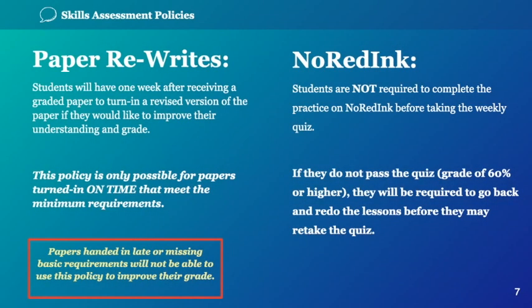So, paper rewrites. The skills assessments are going to be a little bit different. We can't do traditional tests like we would here in the classroom in quite the same way. So, the paper rewrite policy, you will have 1 week after receiving a graded paper, after it's returned to you, to revise based on the feedback that you're given. So 1 week to revise and turn it back in for a better score. Here's the very important part here. It's only possible for papers that are turned in on time. If you did not get the paper in on time, revisions are not a possibility for you.